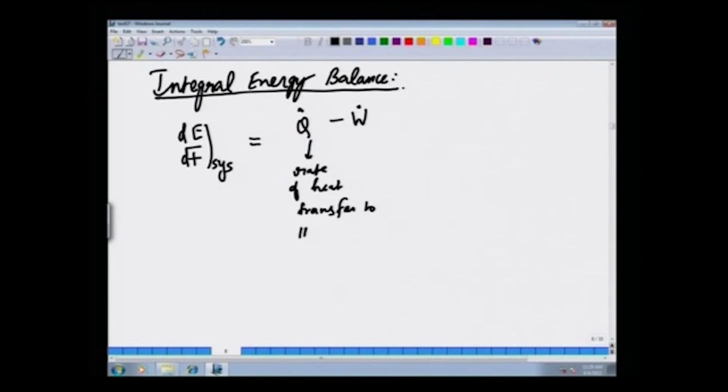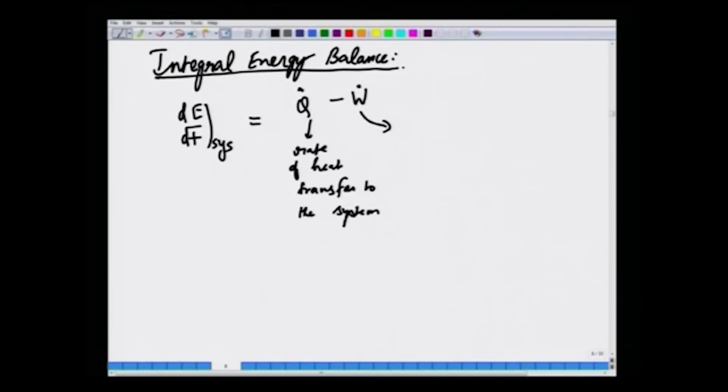to the system. The sign convention is very critical, because heat transfer to the system is considered positive, while heat transfer away from the system is considered negative. In the case of work, the convention that we are going to follow is work done by the system on the surroundings is positive, while work done by the surroundings on the system is negative.